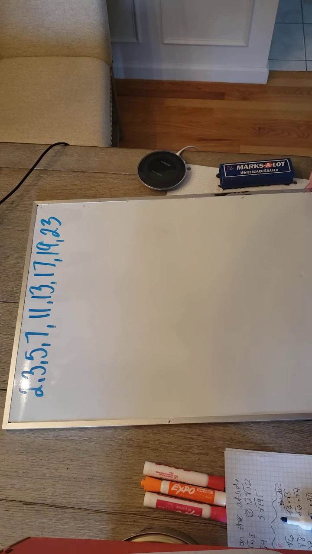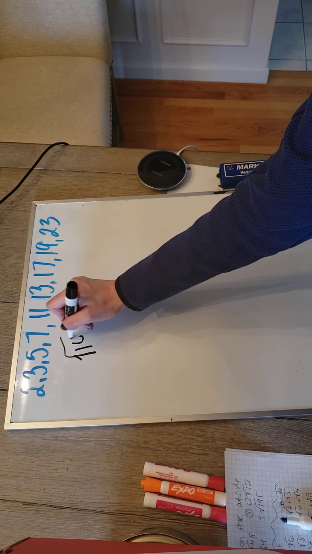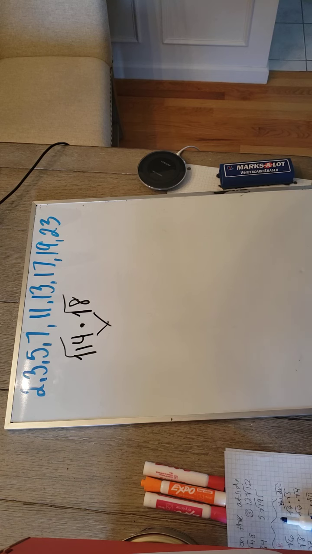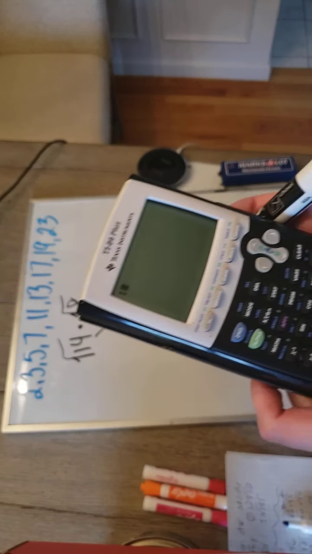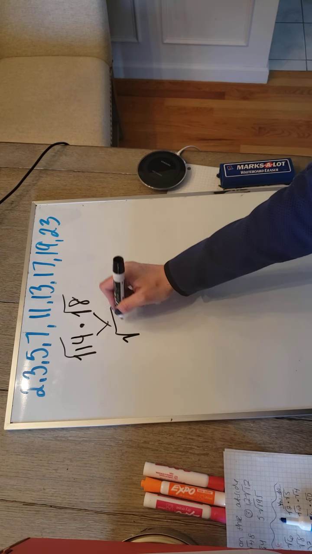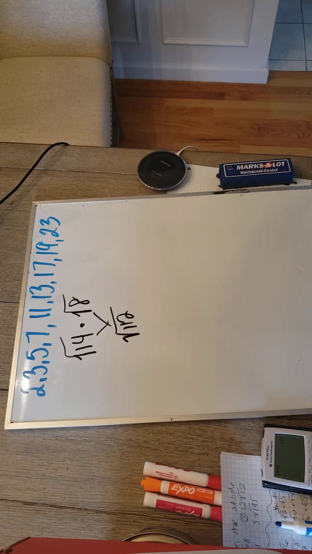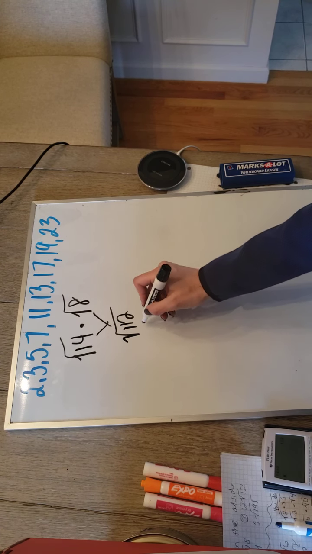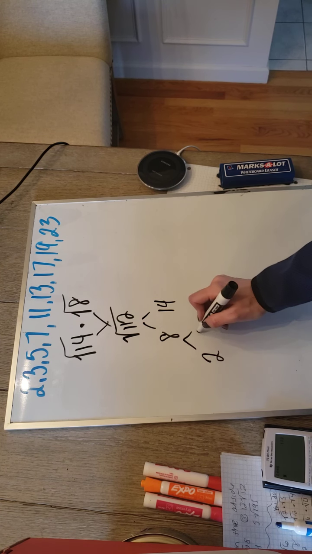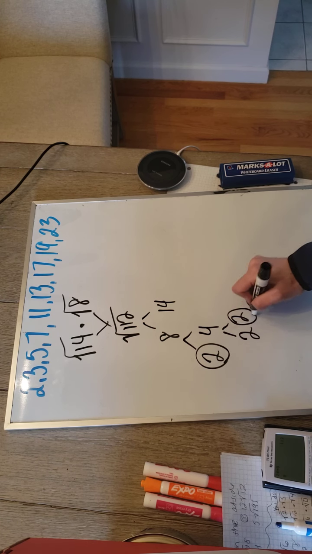Next one we got is the square root of 14 times the square root of 8. I have no idea what 14 times 8 is, so I'm just going to take my calculator, and it's going to tell me it's 112. Now the great thing about this is I already know my factors, 8 and 14. We know 8 breaks down to 2 and 4. We circle 2. 4 breaks down to 2 and 2.